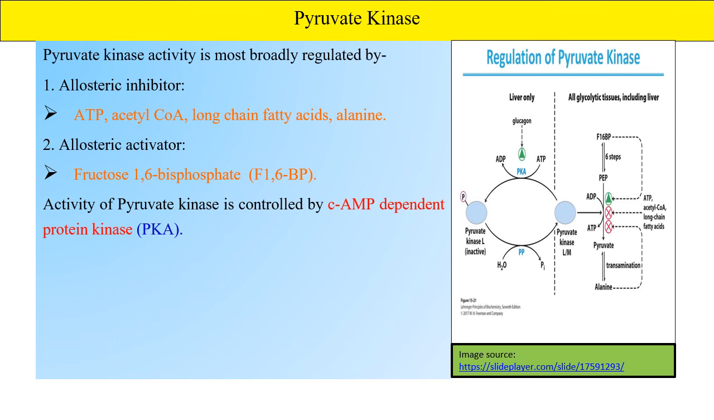The activity of pyruvate kinase is also controlled by the hormones glucagon and insulin. Glucagon inhibits hepatic glycolysis by inactivating pyruvate kinase, which is brought about by cyclic AMP-dependent protein kinase. But in muscle, the pyruvate kinase enzyme remains unaffected by such phosphorylation. Insulin increases phosphoprotein phosphatase activity, which dephosphorylates hepatic pyruvate kinase and enhances its activity, and thus it enhances the rate of glycolysis.